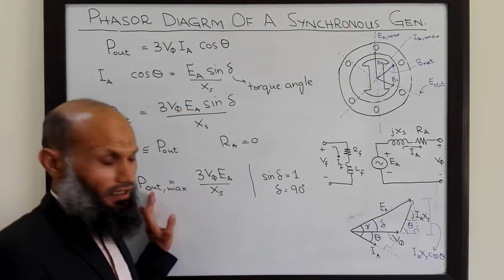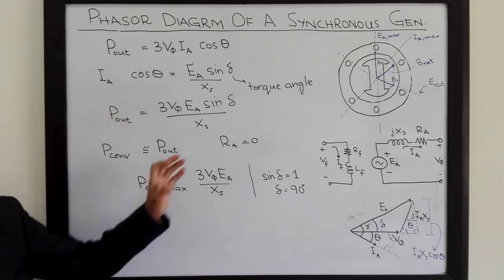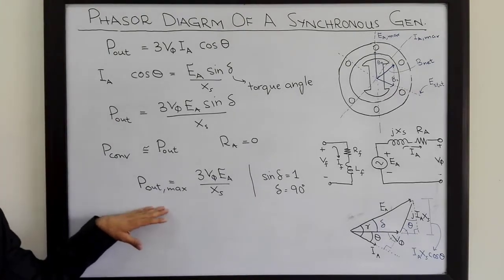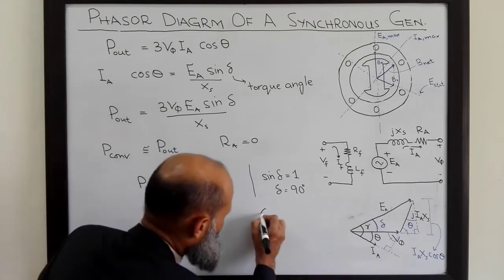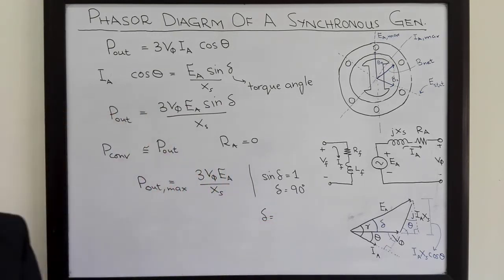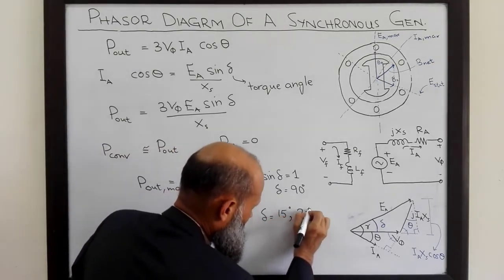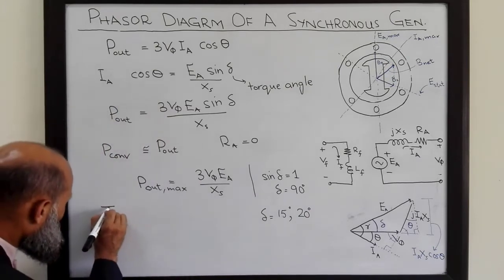And in actual real synchronous generators, the rated power of that generator is generally much less than the maximum power that we can get out of this generator. That generally corresponds to a torque angle of approximately 15 to 20 degrees. Next, the expression for induced torque.